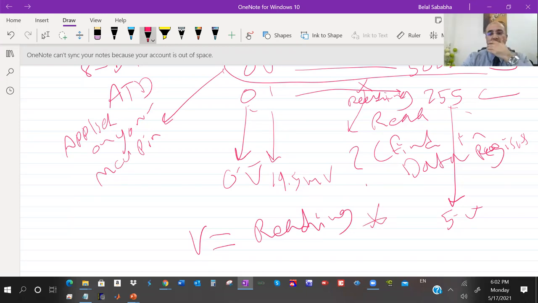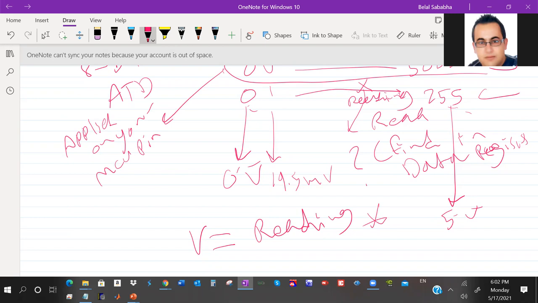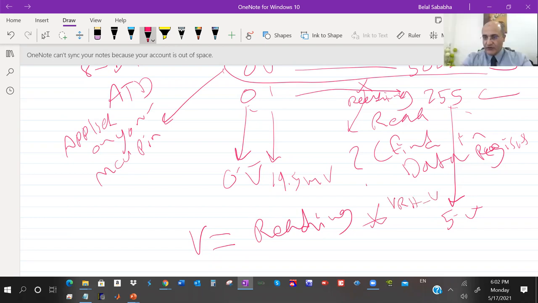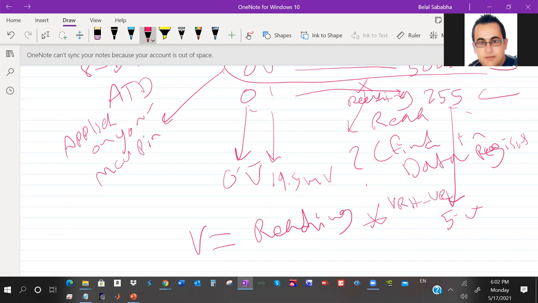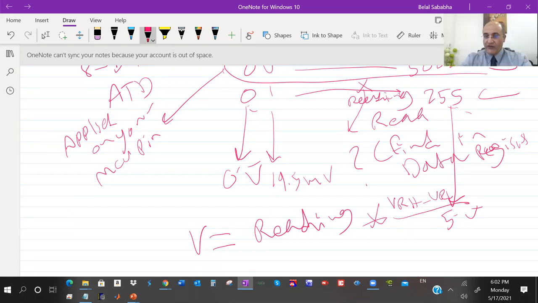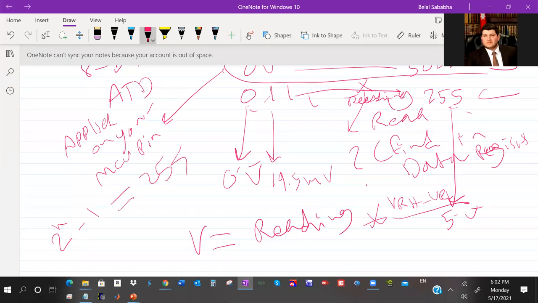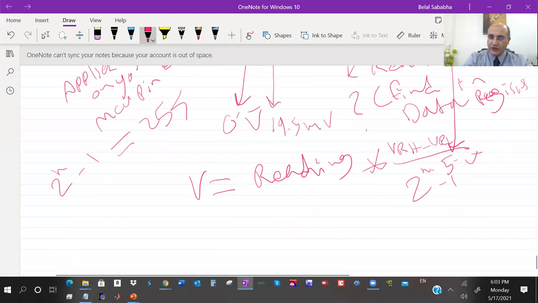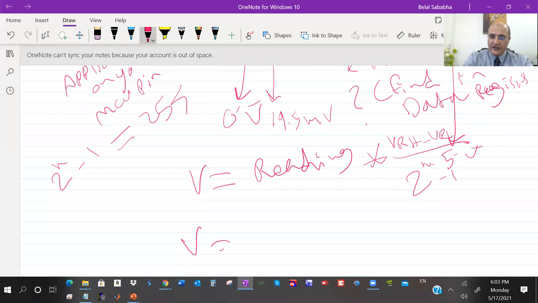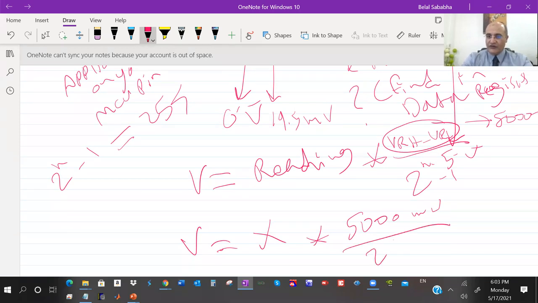Times what? The step size, in our resolution. The step size is the voltage reference high minus voltage reference low, which is 5000, right? Over the number of steps. How many steps do we have? Two to the power n, minus one, right? Which is 255. Over 2 to the n minus 1. So the voltage outside is your X times 5,000 millivolts over 255. This is the step size.